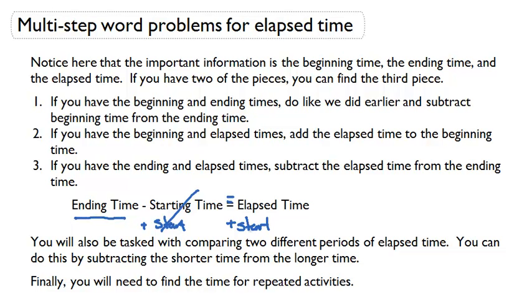And also, you need to be able to find the time for repeated activities. For example, they'll tell you, if this activity takes 3 minutes and you do this 6 times, well, then it's 3 times 6. So the formula is very simple. You just multiply the length of your activity times the number of times that you do the activity.